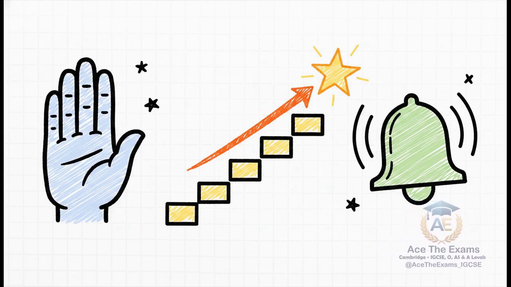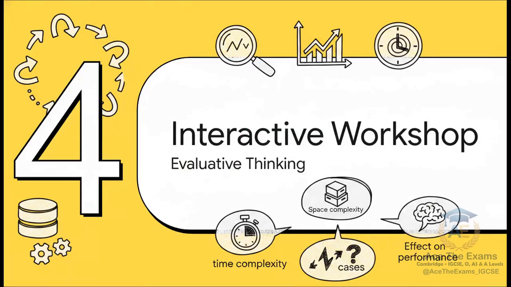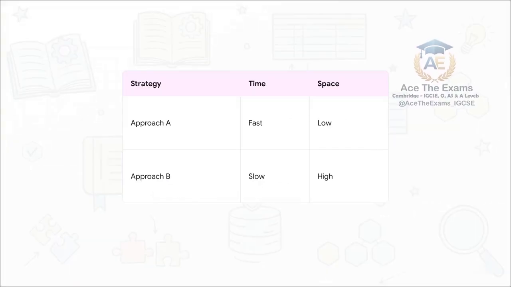Stepping up from a B to an A-star requires you to internalize everything we're talking about today until it's second nature. Section 4. The interactive workshop. Now it's time to put you on the spot and test your evaluative thinking. Okay, I want you to look closely at this data source.